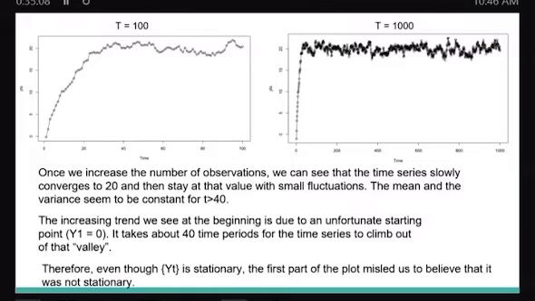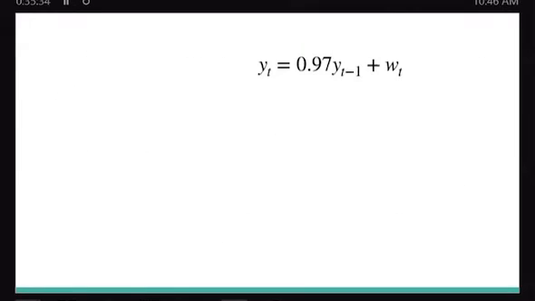Therefore, even though YT is stationary, the first part of the plot misled us to believe that it was not stationary. Therefore, we need to be very, very careful. That is the reason why, in statistical analysis, before we can have a model that is not going to mislead, we need to consider a sufficiently large sample.